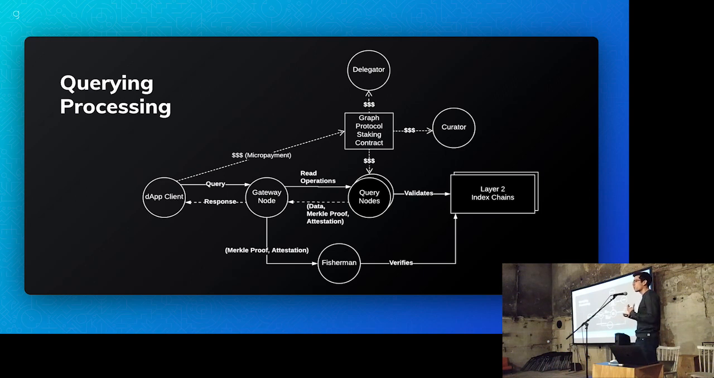So then the question is, what's the incentive for the fishermen to keep validating these index chains in the network? For other constructions that use fishermen for different roles in the network, usually you rely on what's called forced errors. You basically have in the protocol specification some mechanism for creating a forced error, and then the fisherman will catch those forced errors and still get a reward.